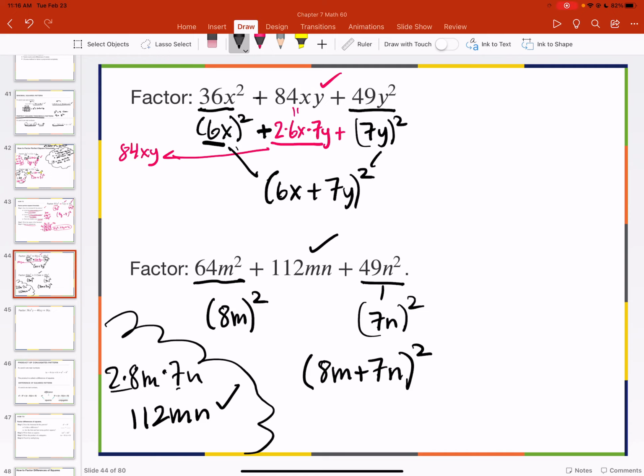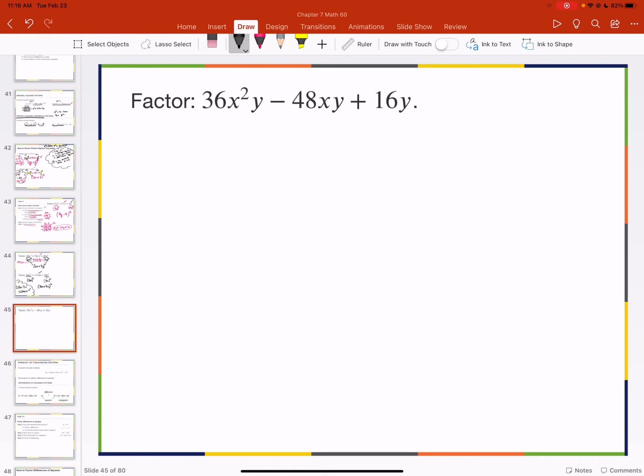All right, let's do another one. Or did we just do this one? I don't know. Let's just do it anyways. Okay, this one has a minus, so you have to think, there's going to be a minus. But before we even do that, notice what is happening here. They have a common term of y, right? And also, what else divides into all three? I think 4 does.